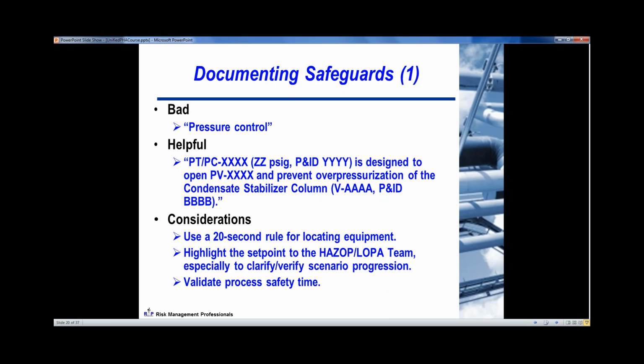Again, if you can't locate your safeguard in 20 seconds, it needs P&ID references. I also like to make sure that the scenario progression and order is good. And by identifying what the safeguard is supposed to do, what its effect is, it helps the team think about process safety time. We'll talk more about operator response, but even control features or pressure protection features in many cases need a certain time to react to actually mitigate the consequences. By controlling the documentation and adding this level of specificity, you can pull those things out of the team.